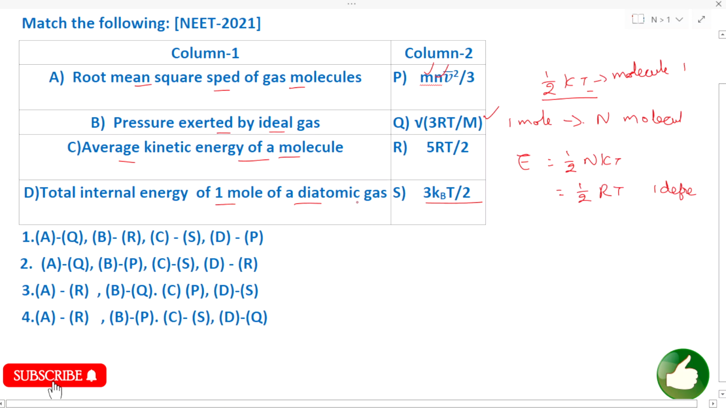But a diatomic gas has 5 degrees of freedom. Then the total energy will be 5 times 1 by 2 RT, that is equal to 5 by 2 RT. That is your option R. So finally the answer for this is your second option. That is A is Q, B is P, C is S, that is 3 by 2 kT, and D is R.